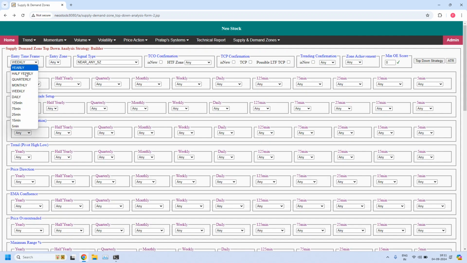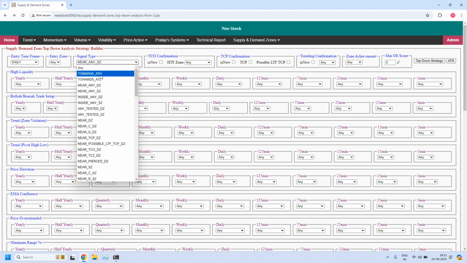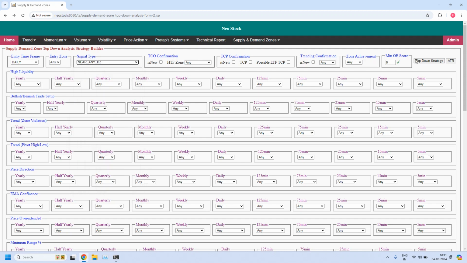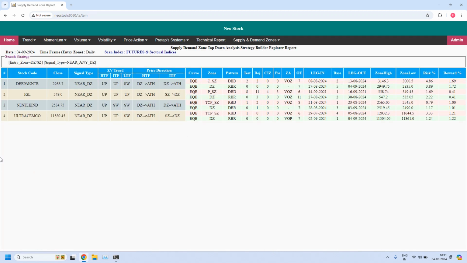Next time frame is daily. Entry time frame is daily. Let us find the stocks near daily demand zone. Four stocks are filtered near the daily demand zone. Let us verify any high liquidity demand zones. No, we don't have any daily high liquidity demand zones from this list.